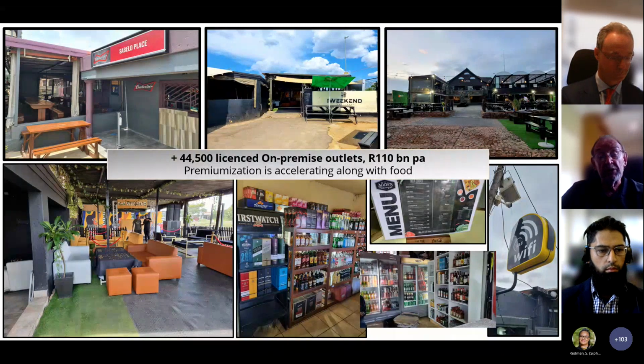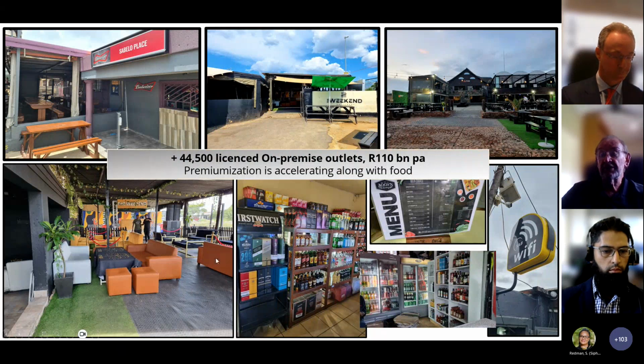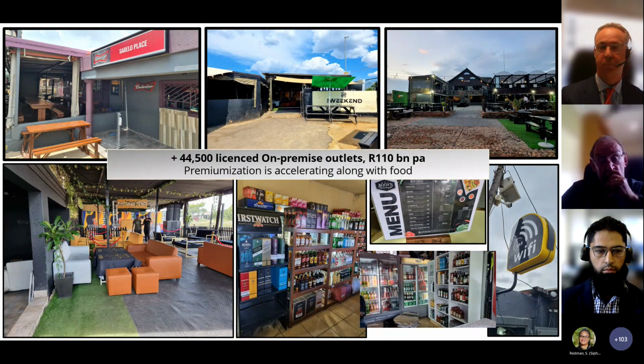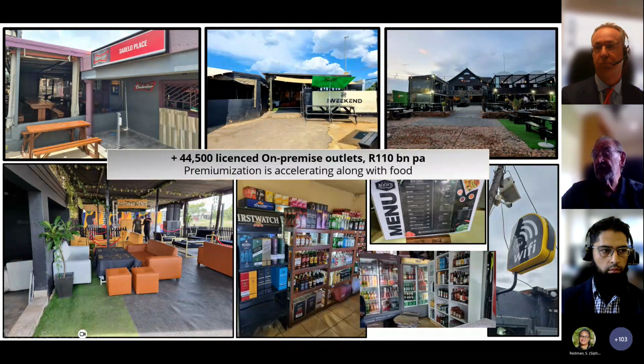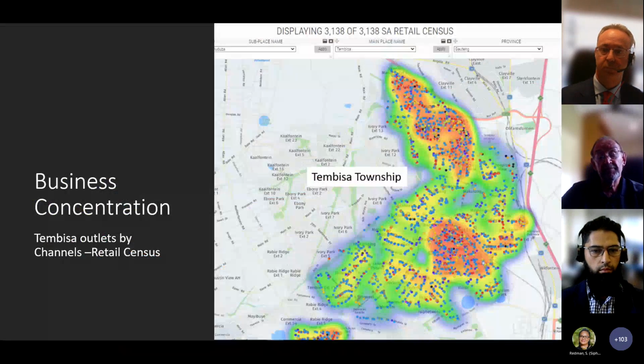So, what we're seeing from these photographs is the level of sophistication of these outlets in the townships. Gone are the days where we would go to a fairly basic sort of shebeen. Well, they still exist, but as you can see from the top right-hand corner and the bottom left-hand corner, there is a significant improvement in the quality of the decor, the quality of the outlet.